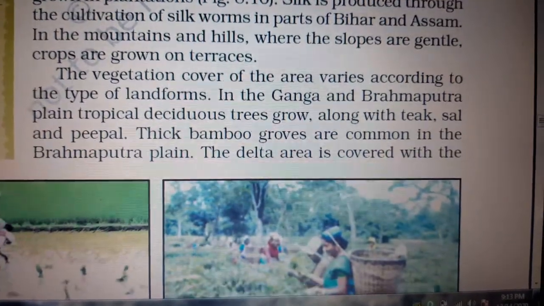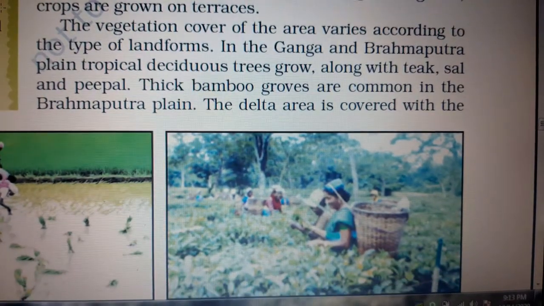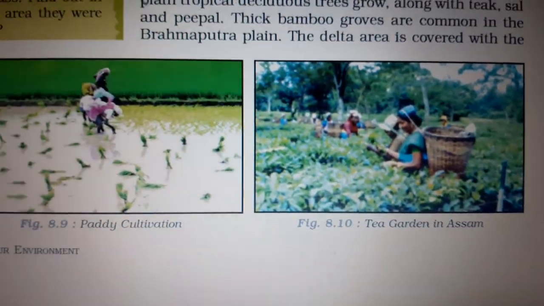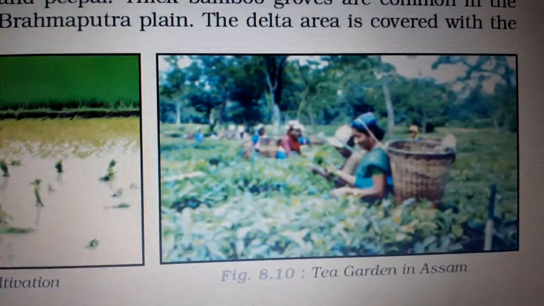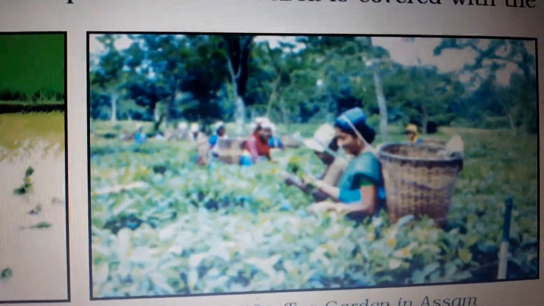You know terrace farming? So terraces are grown. You can see this is the paddy field. Okay? This is the cultivation of paddy and this is the cultivation of tea crops, because in the slope area they can easily grow tea.